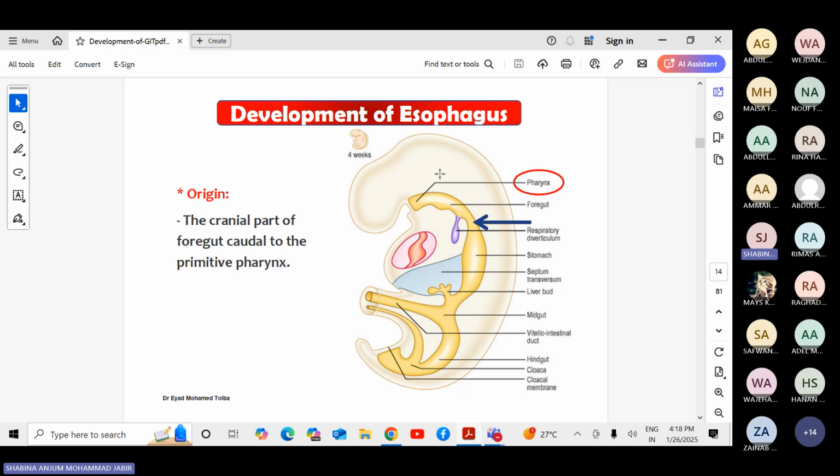When you see the development of the esophagus, around 4 weeks, we will find that the cranial part of the foregut, which is just caudal to the primitive pharynx, will form the esophagus. Again, just take a look at this. This is the respiratory diverticulum. So here, this area is going to give us the esophagus.